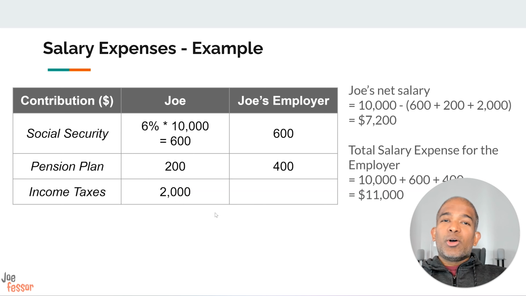So Joe's net salary or his take-home pay is calculated by deducting his contributions and taxes. So Joe's net salary after deductions is $10,000 minus $600 minus $200 minus $2,000. That's $7,200. Critically, the employer's salary expense extends beyond Joe's gross salary. We must factor in all employer contributions as well. The total salary expense for the employer is the $10,000, which is the gross salary of Joe, plus $600, which is the contribution from the employer for Social Security, plus $400, which is the contribution from the employer for the pension plan. Okay, so the total salary expense is $11,000.